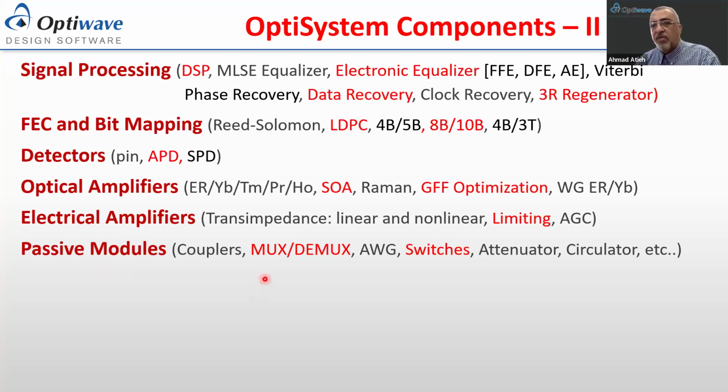Passive modules: you have almost everything you need for building your system, from couplers, muxes, arrayed waveguides, switches, attenuators, circulators, isolators, and so on.